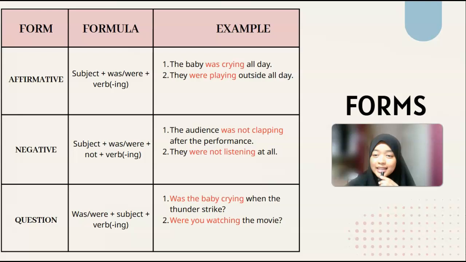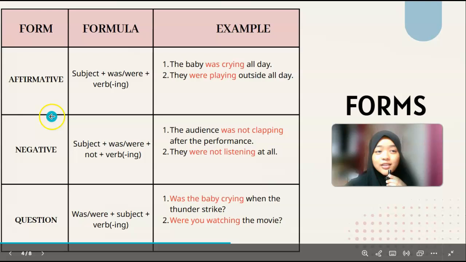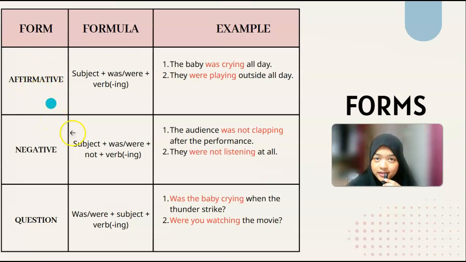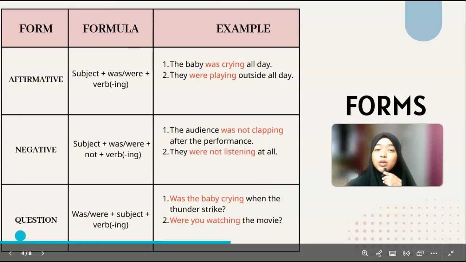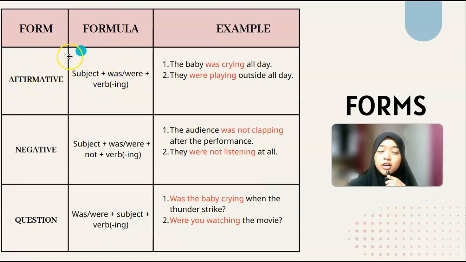Okay, so in this slide, I will be explaining to you guys about the forms or the structures of past continuous tense. So we have three structures of past continuous tense. Okay. So the first one is affirmative, the second one is negative, and the third one is question. Okay, let's look at the first form, or the first structure, affirmative. Okay, the formula for affirmative form of past continuous tense is subject plus verb to be was or were plus verb plus ing.